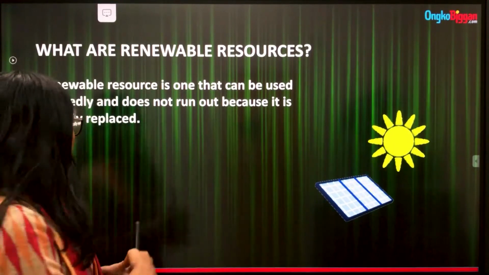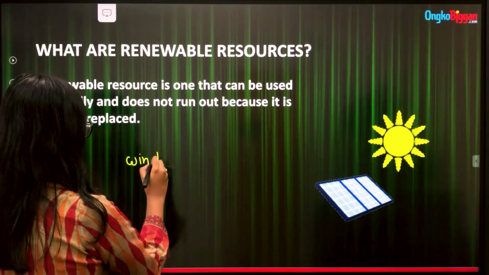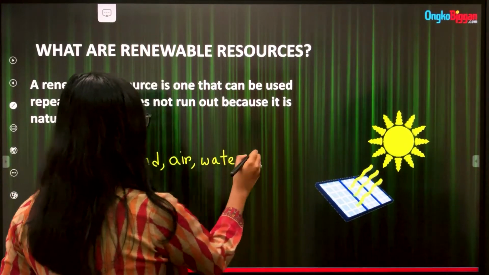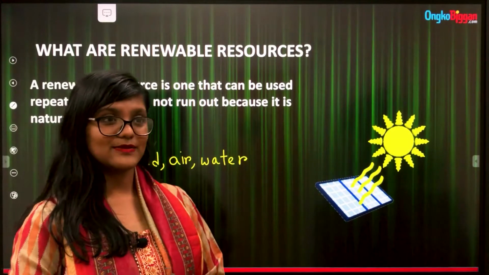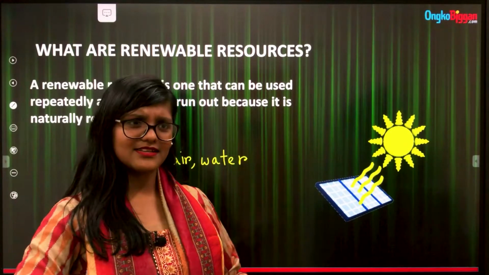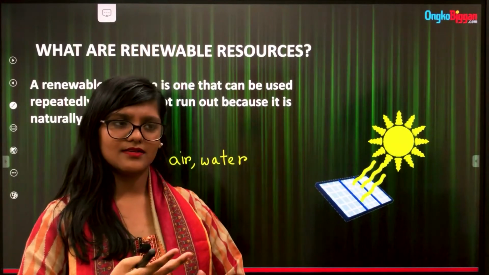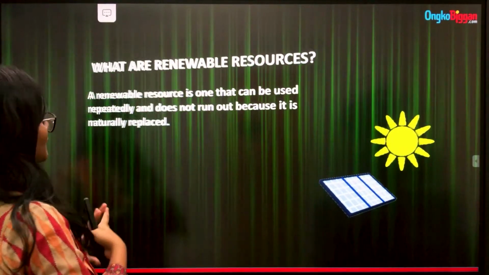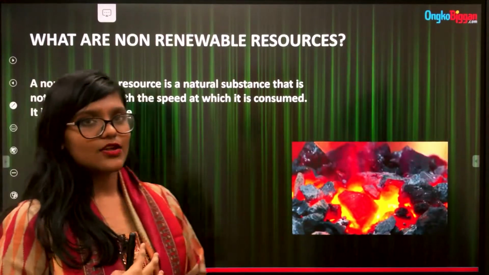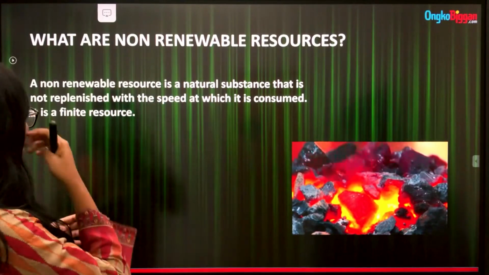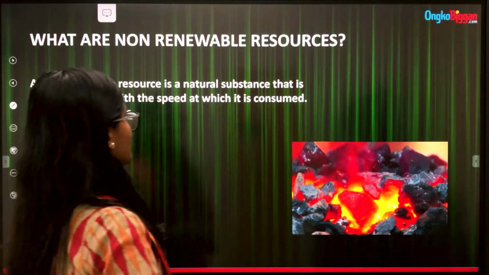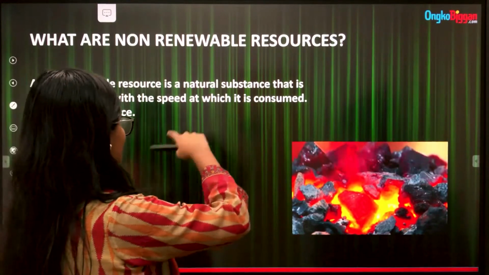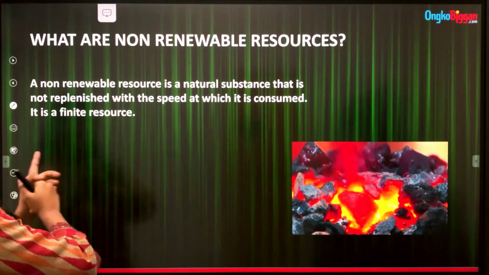Again, we have other examples like wind, air, water. These types of resources are repeatedly used. That means there is no limitation actually. We can get them repeatedly after one day. Like we can get these types of resources daily. So these are actually renewable resources. So now we will talk about what are non-renewable resources. A non-renewable resource is a natural substance that is not replaced at the speed at which it is consumed. It is a finite resource.